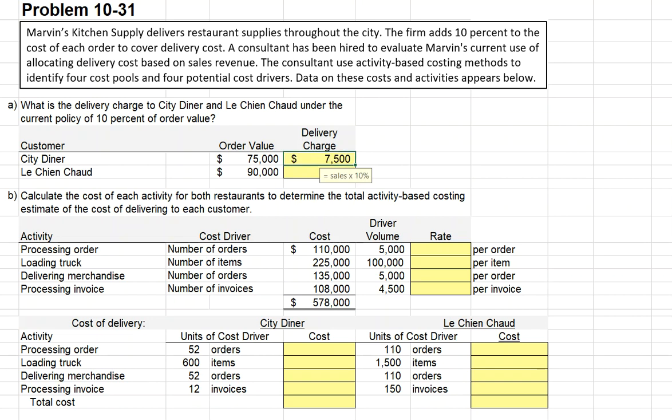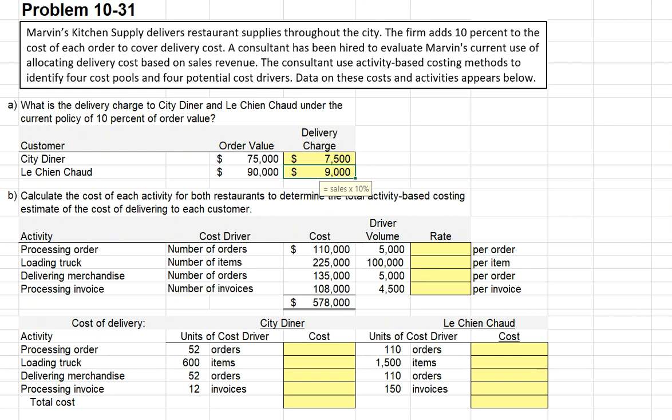For City Diner, the cost will be $7,500, which is the $75,000 sales revenue multiplied by 10%. For Lachine Shad, which is the hot dog, we have $9,000. Again, this isn't the actual cost. This is simply our allocated cost for reporting purposes.